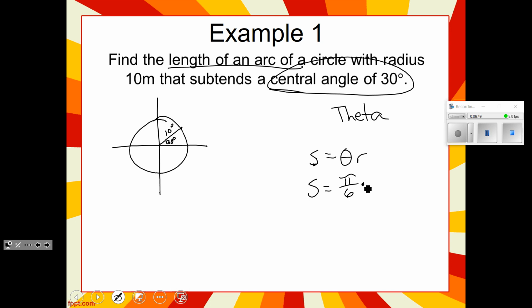Then we're just going to multiply by our radius, and in this case our radius is 10. So what's pi over 6 times 10? Reduce it. 5 pi over 3. So I'm telling you right now, just so you know what we're measuring, this circular arc right there is going to be 5 pi over 3. That's the length of it. Any questions about that? Easy?